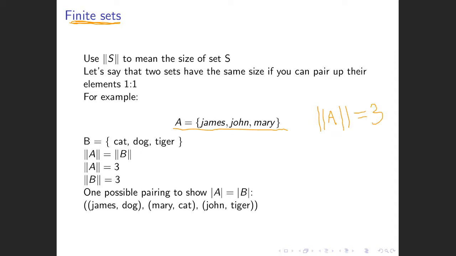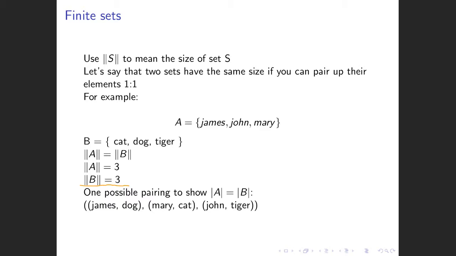3. Easy. Good. And we know what 3 is because we defined it really well last week. Okay. Good. So the size of set A is 3. Okay. Here is another set, B. This set contains cat, dog, and tiger. What is the size of B? Okay. The size of B is also 3 because the set has 3 elements.